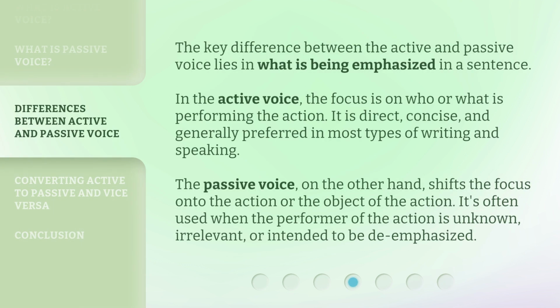The key difference between the active and passive voice lies in what is being emphasized in a sentence. In the active voice, the focus is on who or what is performing the action. It is direct, concise, and generally preferred in most types of writing and speaking. The passive voice, on the other hand, shifts the focus onto the action or the object of the action. It's often used when the performer of the action is unknown, irrelevant, or intended to be de-emphasized.